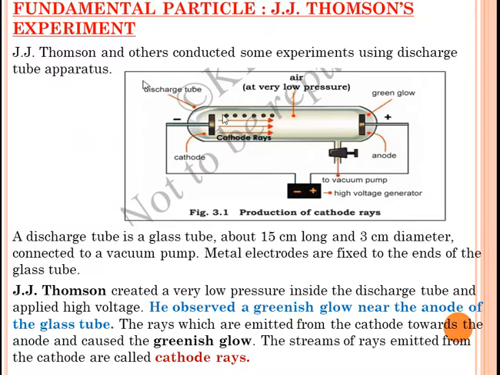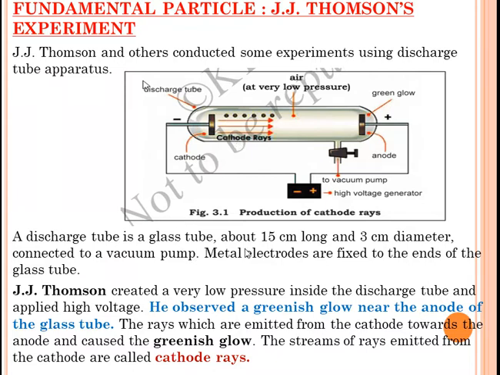J.J. Thomson and others, meaning he worked with other scientists, conducted some experiments using a discharge tube apparatus. What is a discharge tube? A discharge tube is like this. In the diagram you can see it is made up of a glass tube, and it is long and a little thick also. So a discharge tube is a tube made up of glass. Using this discharge tube, he conducted one experiment.